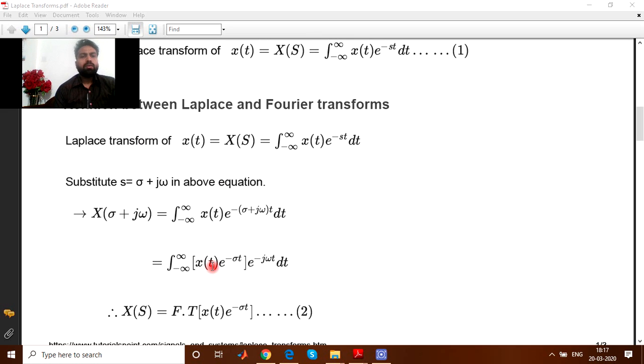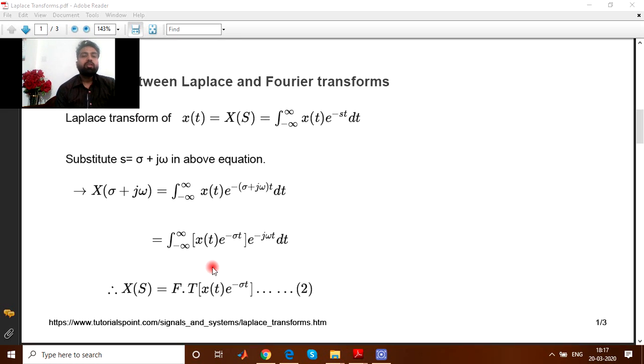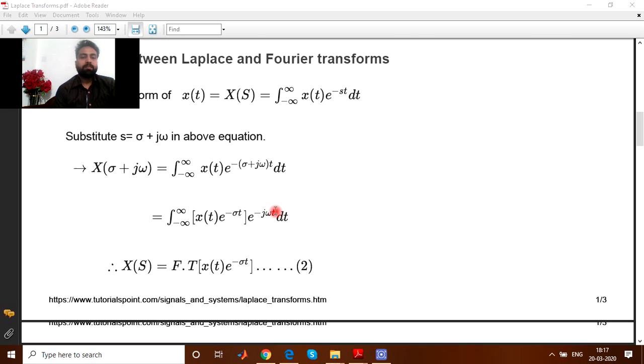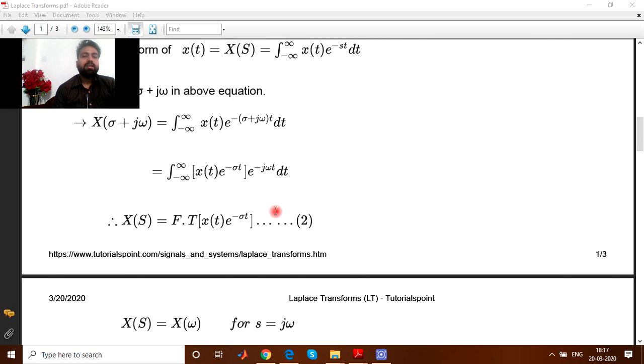As we know, s is generally a representation of the real as well as the imaginary part, sigma plus j omega. By substituting sigma plus j omega, the expression becomes the integral from minus infinity to plus infinity of x(t) e raised to the power minus (sigma plus j omega) t dt. Solving this, one gets X(s) equals the Fourier transform of x(t) e raised to the power minus sigma t, as equation number 2.